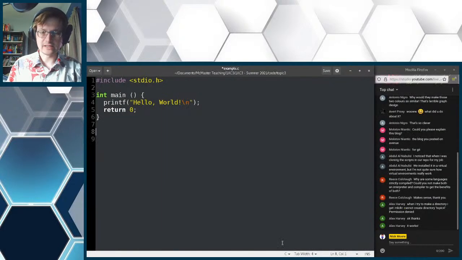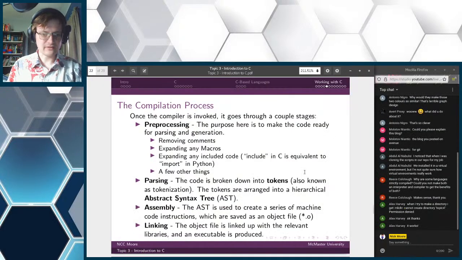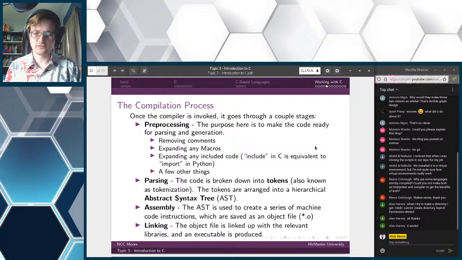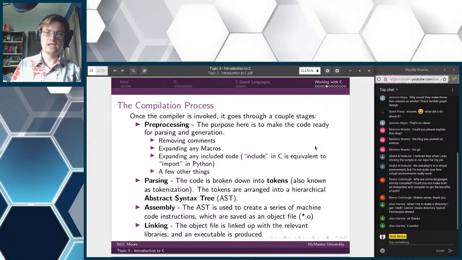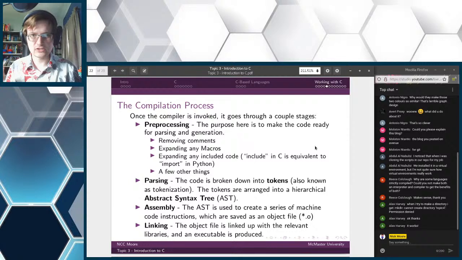that you can then generate instructions for. So the idea is, once you have the abstract syntax tree, you then go to assembly. The abstract syntax tree is used to create a series of machine code instructions, which are saved as an object file. So the purpose of breaking something down into an abstract syntax tree is that you can perform manipulations of the abstract syntax tree in order to produce the object code.